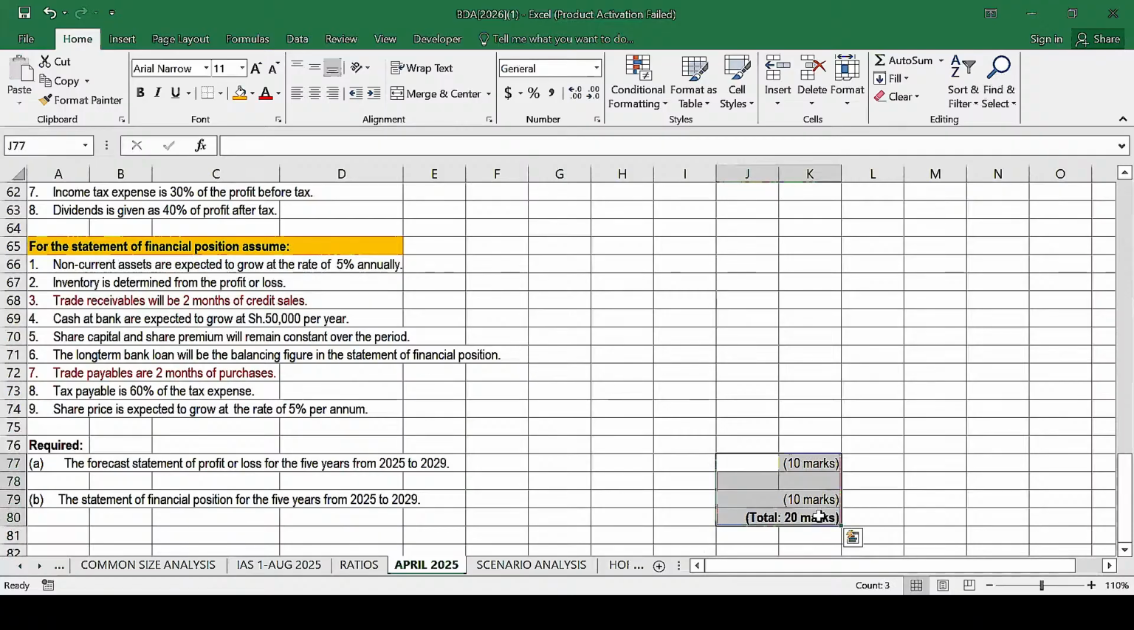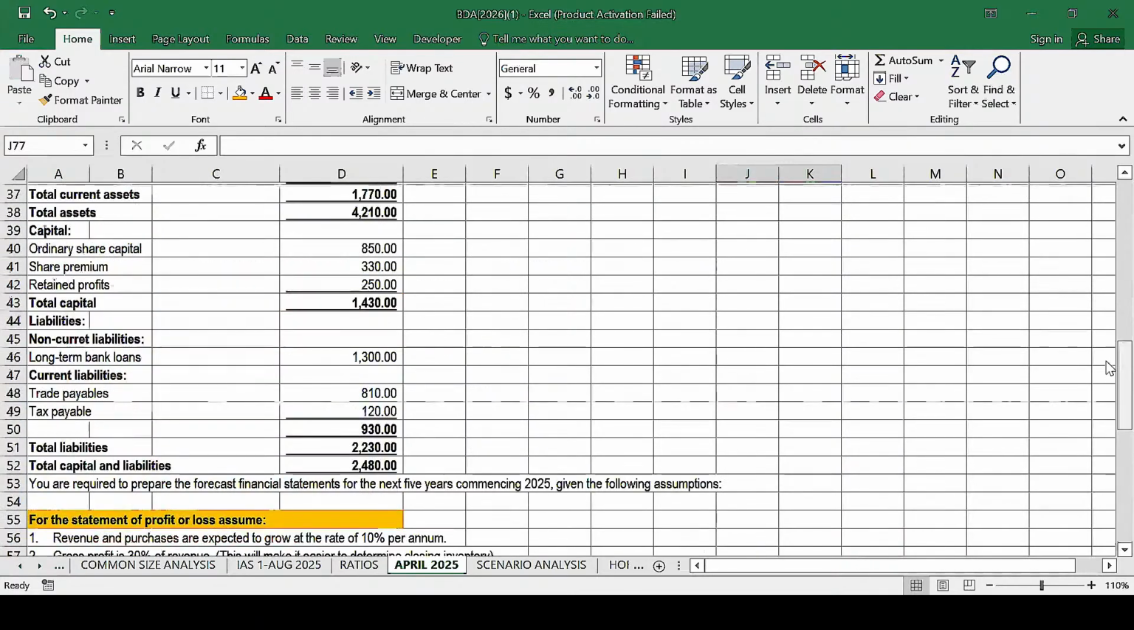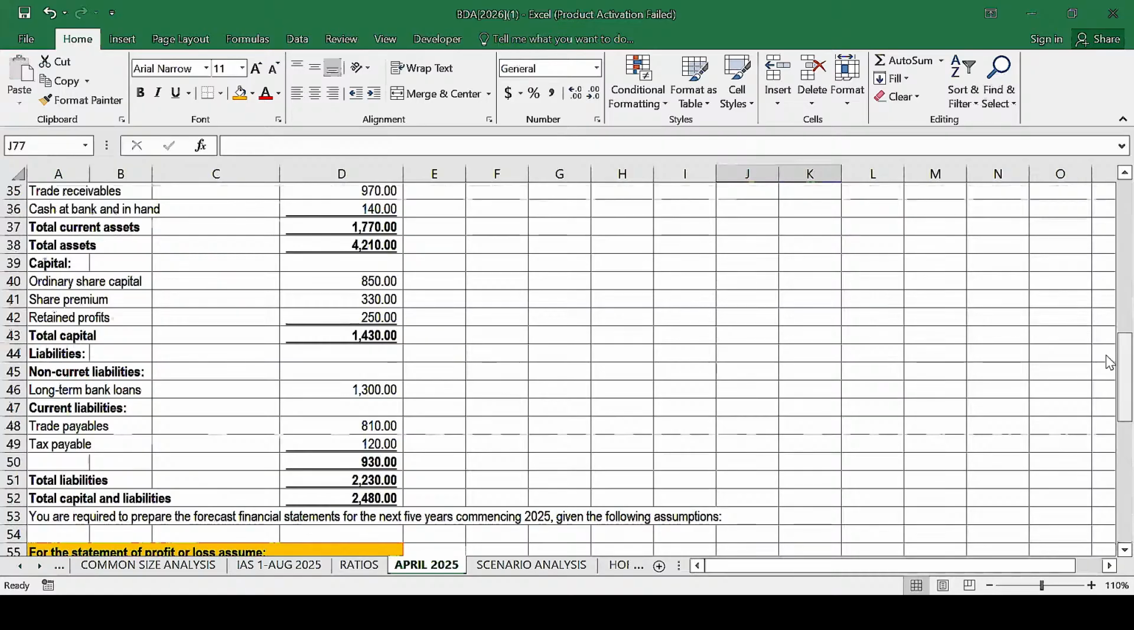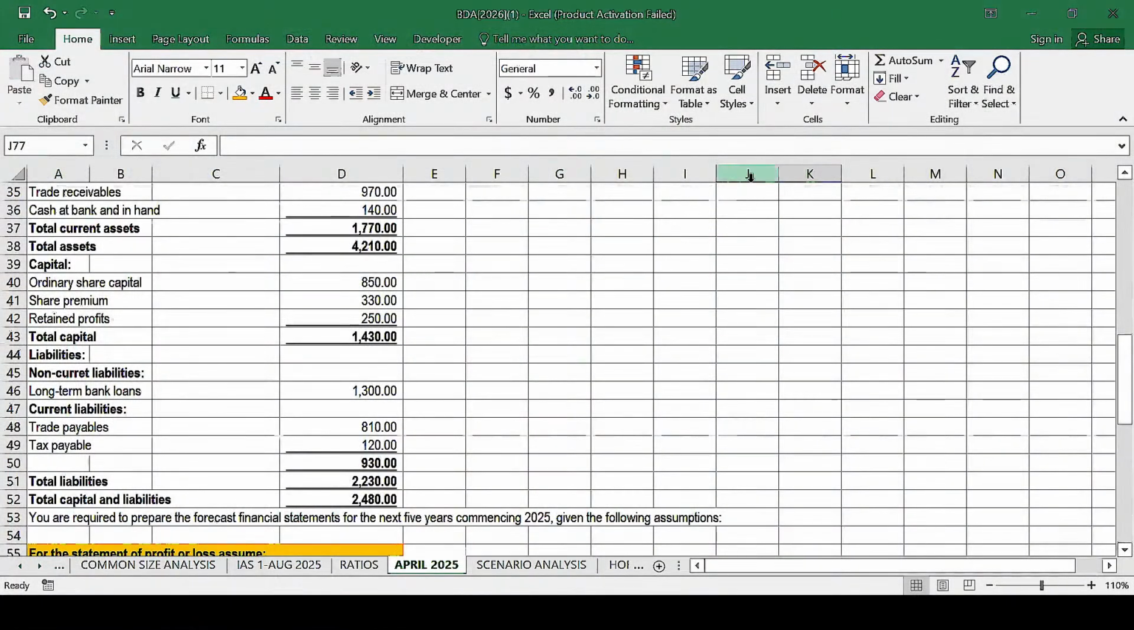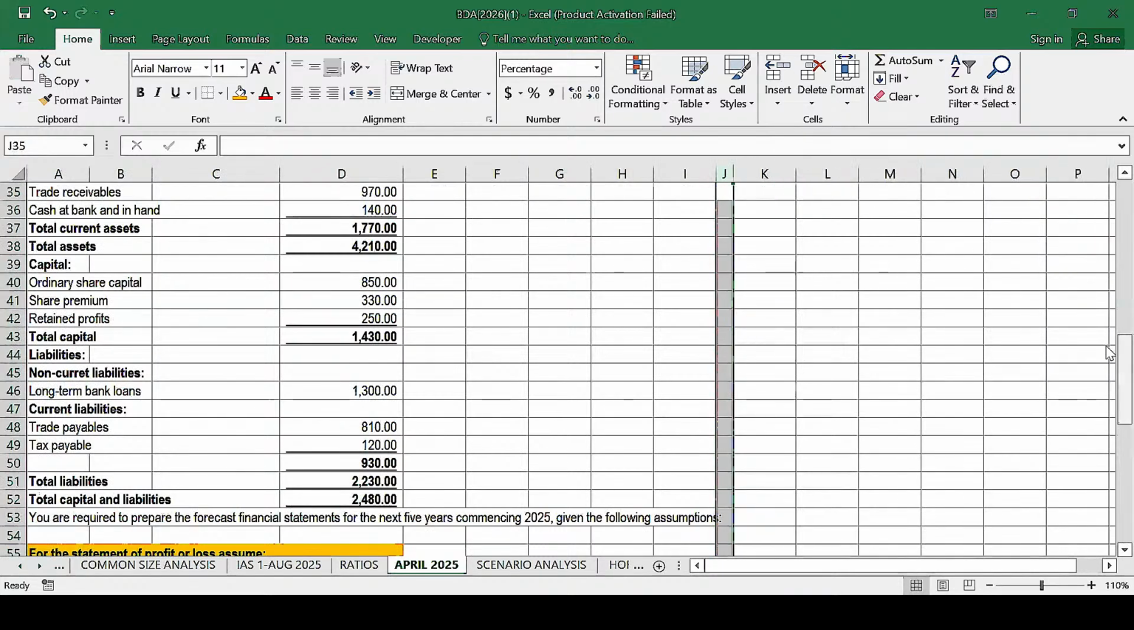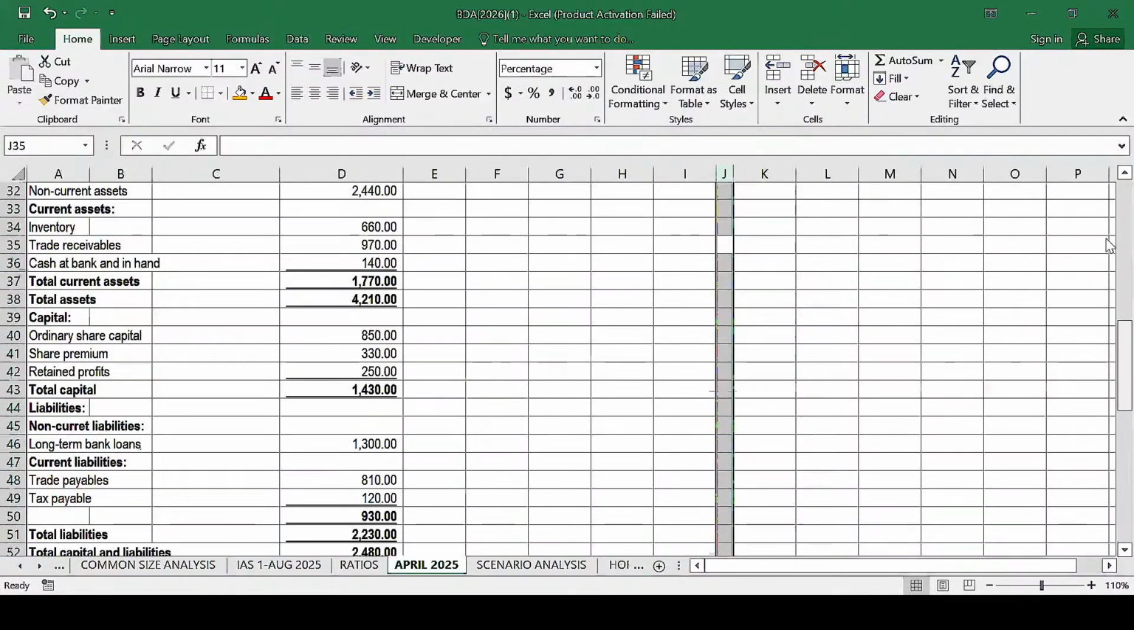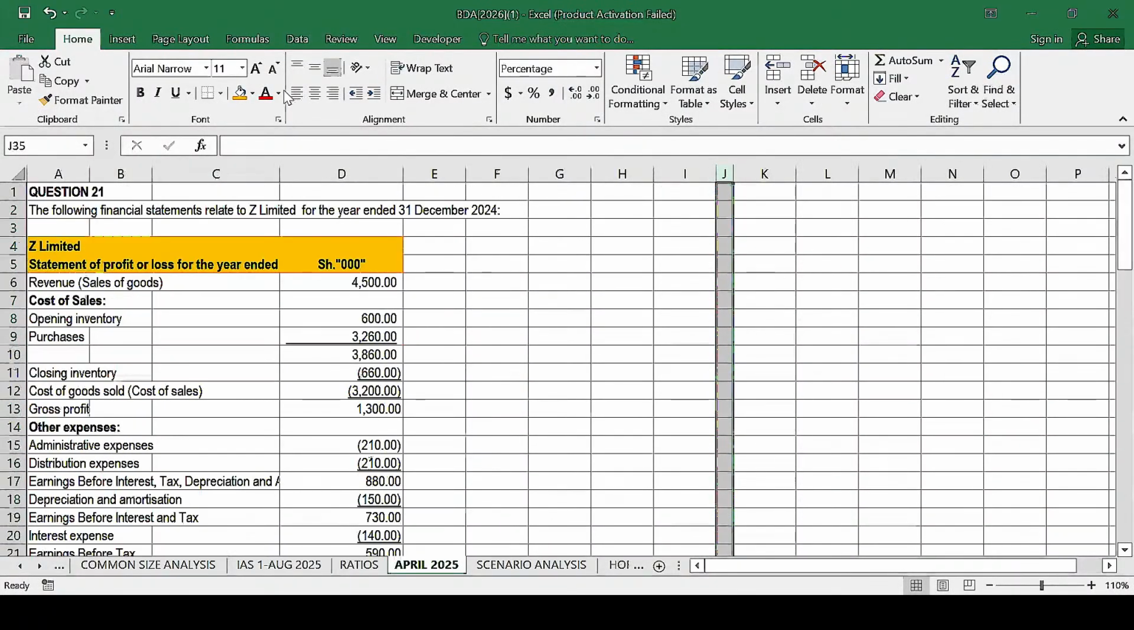So we are basically going to start by preparing the statement of profit or loss. And basically we said that we need to have our solution here. So we will split our Excel worksheet at that point. So we can shade that.